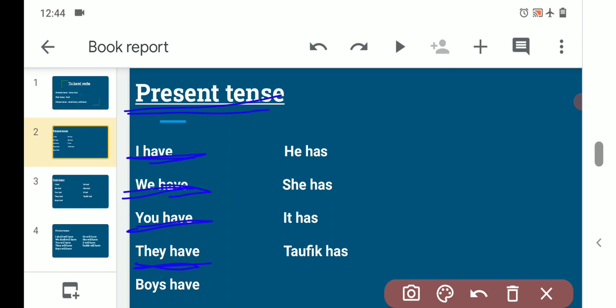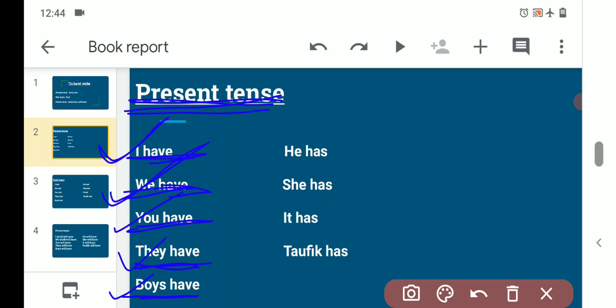The same way, if the subject is plural and that is third person, just like boys, we have to use have. Boys have. So remember, with first person pronouns I and we, with second person pronoun you, with third person plural pronoun, and with third person plural noun, we have to use have in present tense.